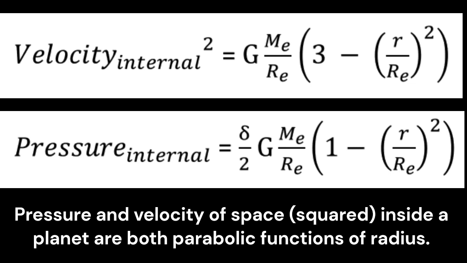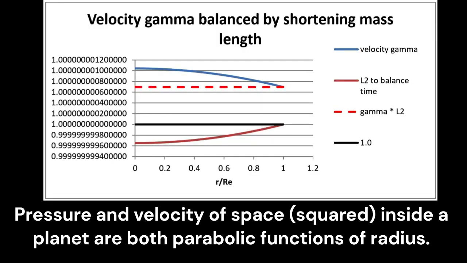To achieve this balance, we found that both the pressure and the velocity of space squared, which controls gamma, inside a planet are both parabolic functions of the radius. That provides perfect balance for the strain shortening and the time slowdown caused by the speed of space.